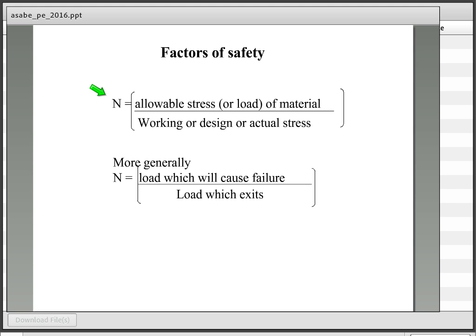It would simply be the allowable load on the material divided by the actual load or actual stress in the material. In other words, if we had, say, a yield stress of 60,000 psi, and we were putting a load on it of only what amounted to 30,000 psi, then we'd have a safety factor. We'd be designing with a safety factor of 2 in that case.